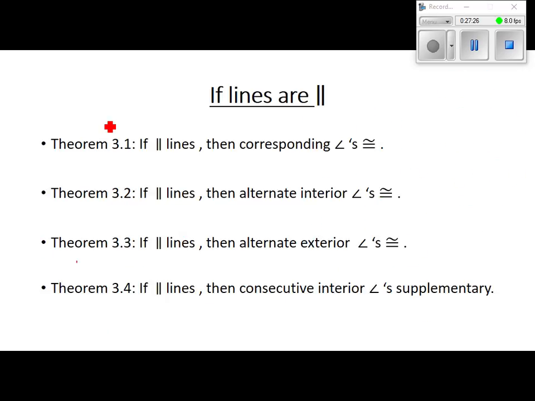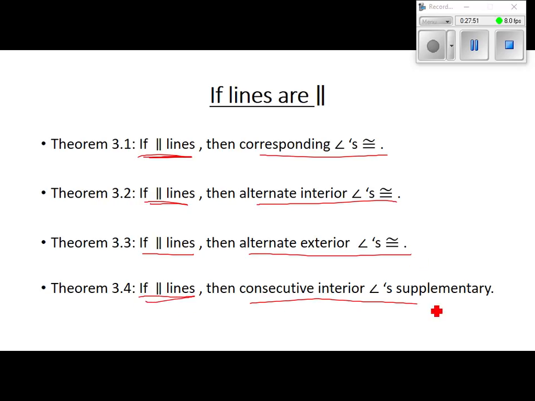Alright, this is what we wrote down last time, and we're going to write down something else this time. But just looking at this, make sure you're paying attention. If you have parallel lines, then you know corresponding angles are congruent. Parallel lines, alternate interior angles are congruent. Parallel lines, alternate exterior angles have to be congruent. If you have parallel lines, consecutive interior angles, those are the oddballs, they have to add up to 180.